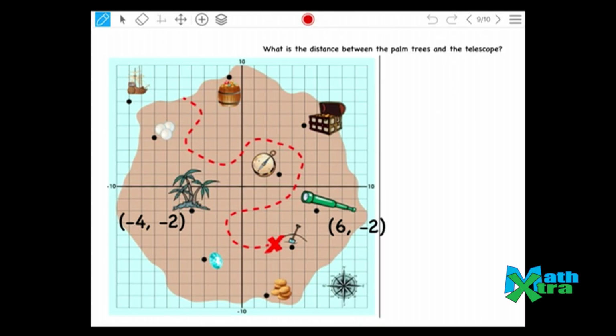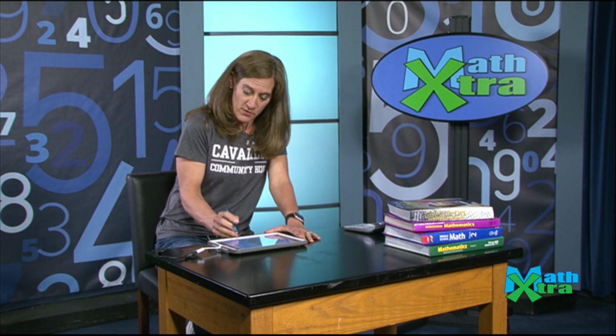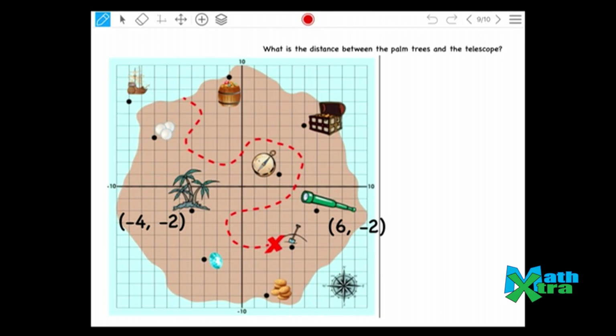Now this one, what's the distance between the palm trees and the telescope? So here's a little different map, but I want to show you, if you have the coordinate points on the coordinate graph, how to use those points to help you find the distance. Now last time what we did was we just counted the spaces. Now nothing's wrong with counting the spaces. We're all really good at counting here in math class. So using these coordinate points, sometimes you're just given the points and then you have to mathematically find that. So let me show you how to do that.